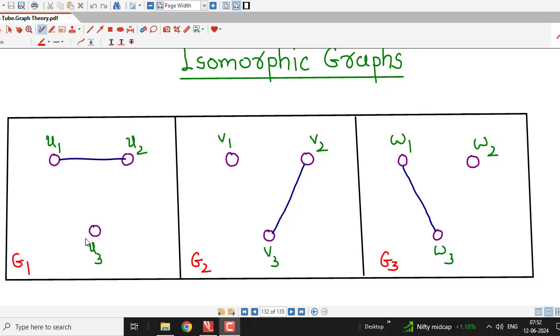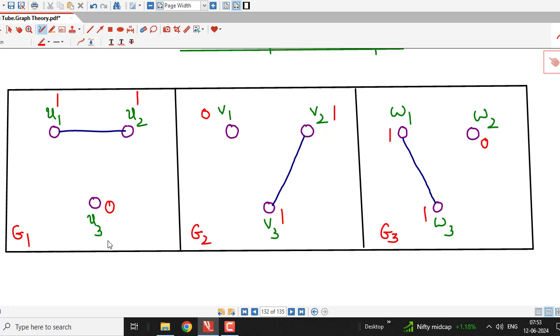Also we can see that there is one vertex having degree 0 and two vertices of degree 1 in each of these three graphs. Here these two vertices have degree 1 and this is the vertex with degree 0. We are familiar with the definition of degree of a vertex. Degree of a vertex means the number of edges whose end point is that vertex, or the number of edges incident with the vertex is called the degree of a vertex.